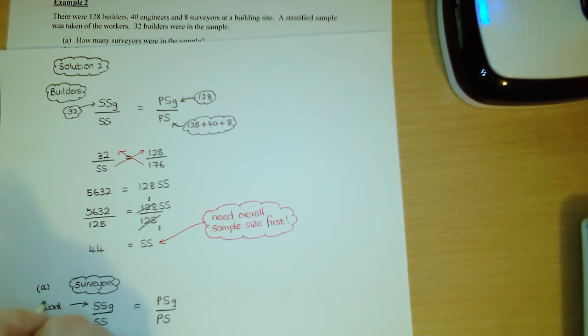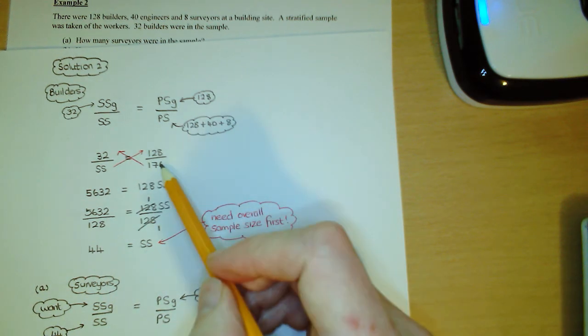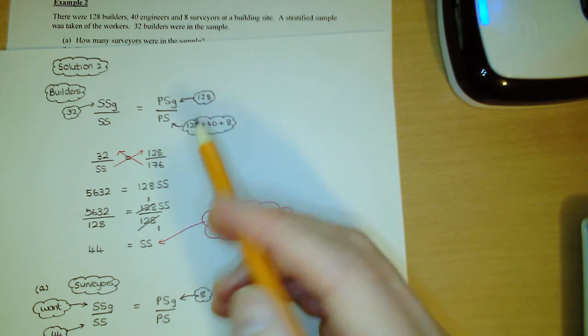We want the sample size for the surveyors. How many surveyors go in the sample? The overall sample size is 44. We worked that out above. The population size of the surveyors is 8. There's 8 in reality. And again, the overall population size is 176. It's just the same as what we calculated up here.